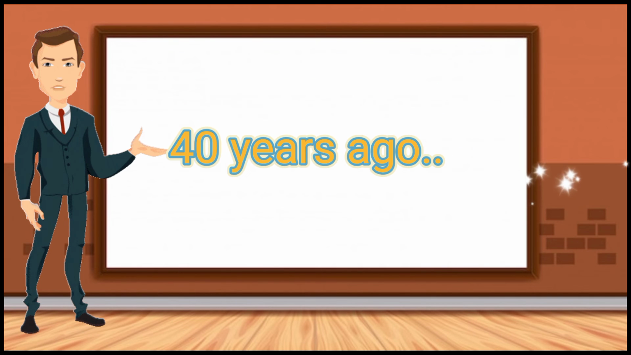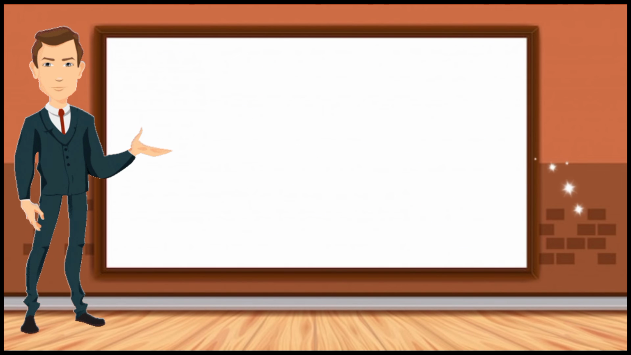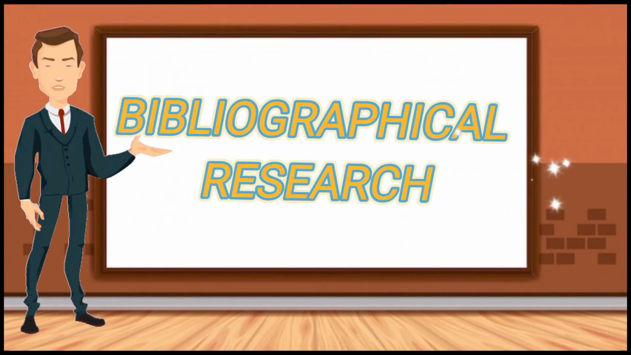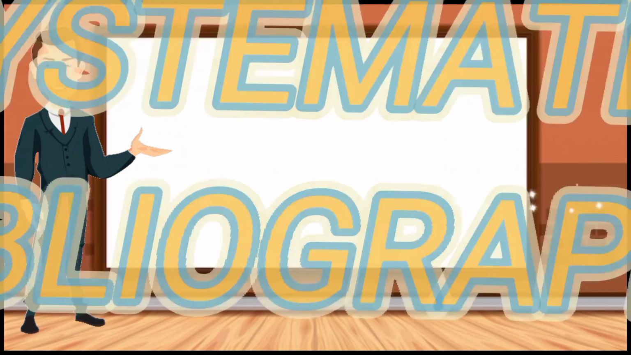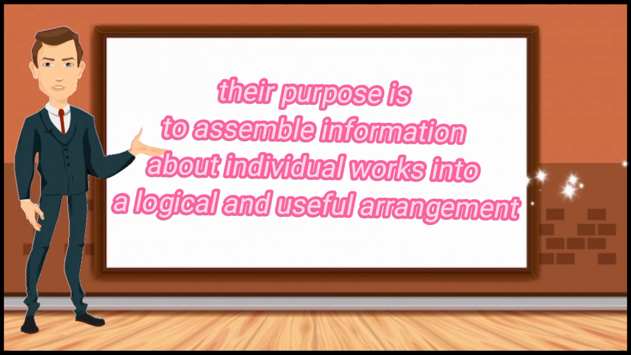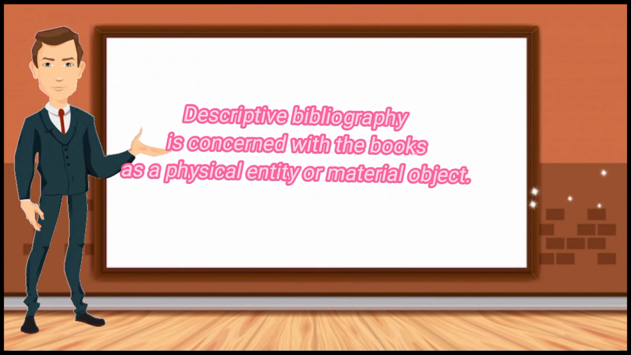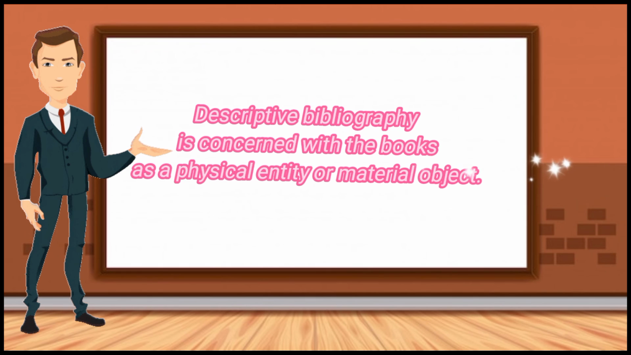Forty years ago, Hagler pointed out there is a need for more unified interpretations of library history based on comprehensive visions. Another area of scholarly work that some consider to be a special type of historical research is bibliographical research. Persons involved in the compilation of systematic or enumerative bibliographies are concerned with the book as an intellectual entity. Their purpose is to assemble information about individual works into a logical and useful arrangement. Descriptive bibliography is concerned with the book as a physical entity or material object.